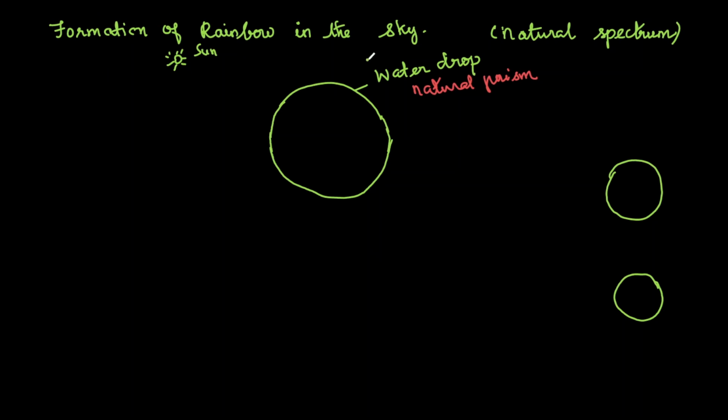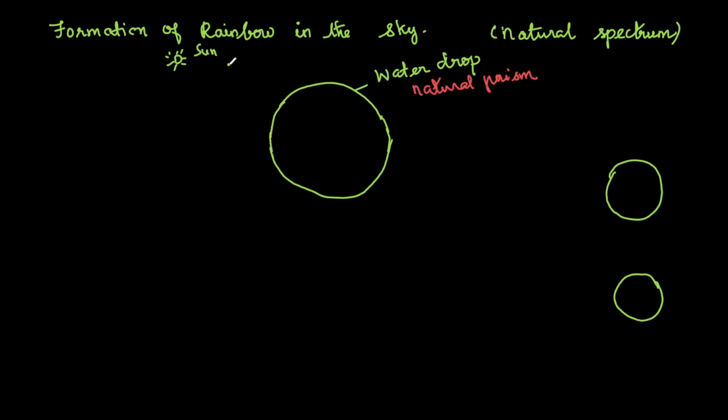Formation of rainbow in the sky. A rainbow is a natural spectrum. Actually, it is produced by water drops. The rainbow always appears just opposite to the sun after the rain.